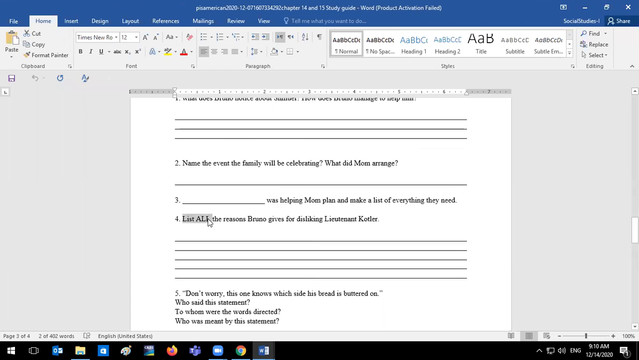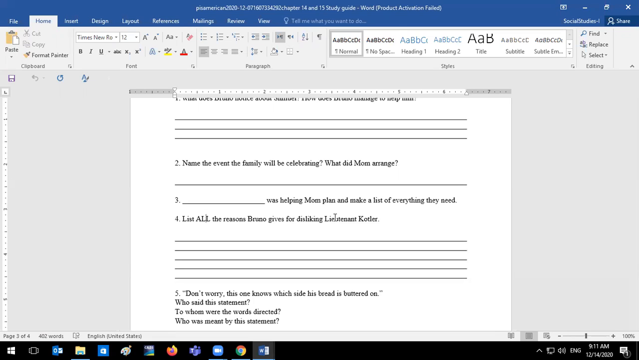We mentioned all the reasons why Bruno dislikes Lieutenant Kotler. We know some of them from previous chapters, like the fact that he calls him little man. He hates that. He hates the way that he and Gretel are close, and he hates the way that Gretel behaves around Lieutenant Kotler. He dislikes the way that Lieutenant Kotler makes himself in charge, or walks around as if he owns the house, when father is gone on overnight trips to Berlin.